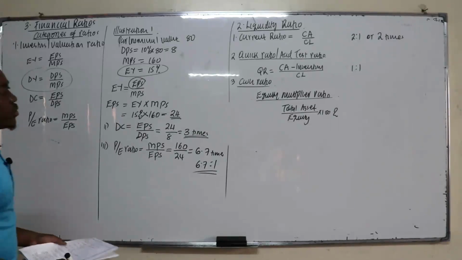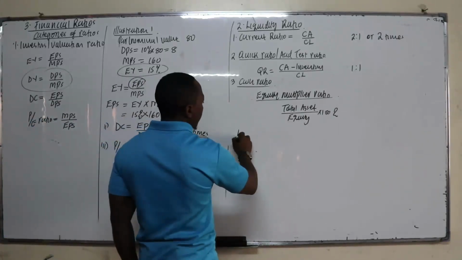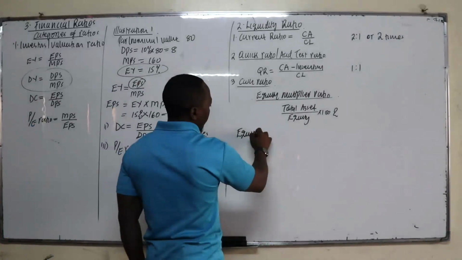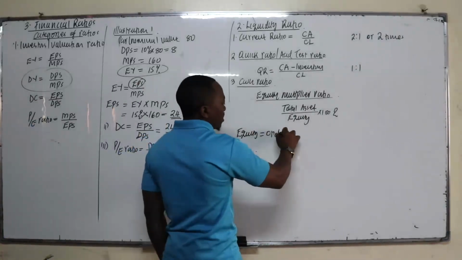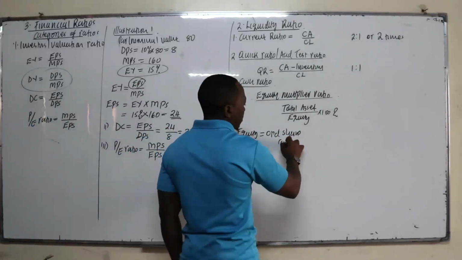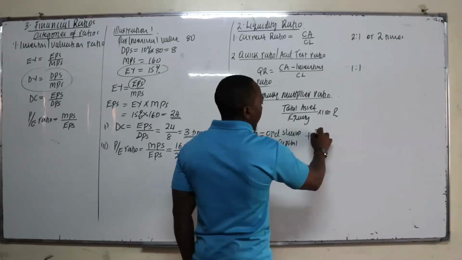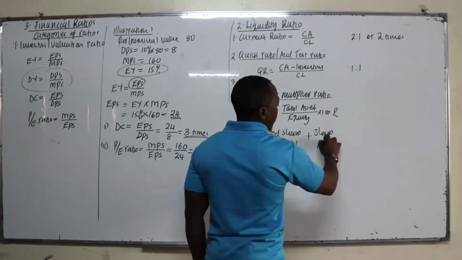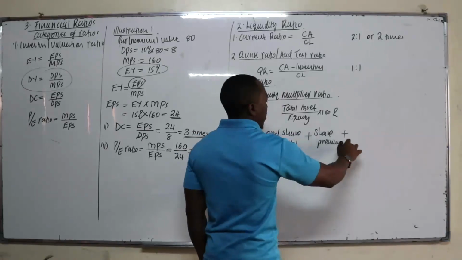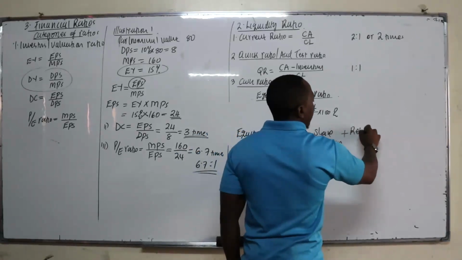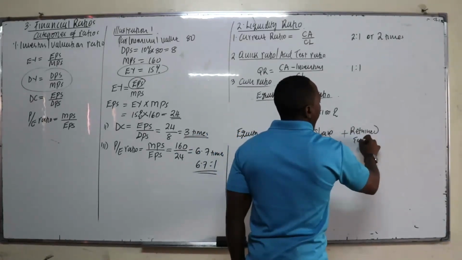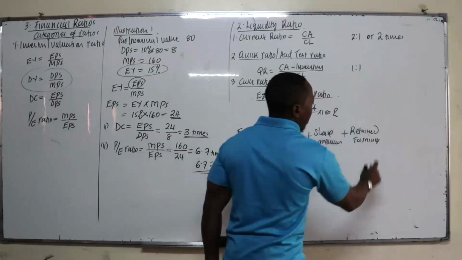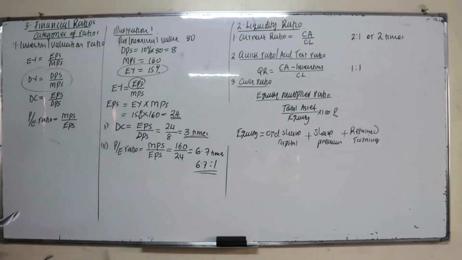And how do we get the equity? What is equity? Equity has ordinary share capital, we have the share premiums, as well as retained earnings. That's how we determine the equity.